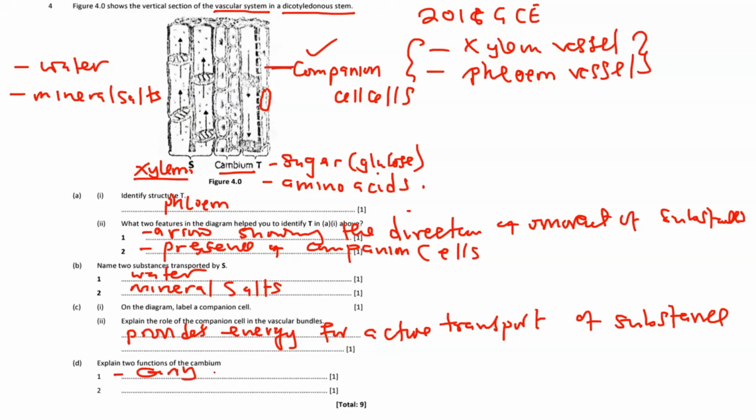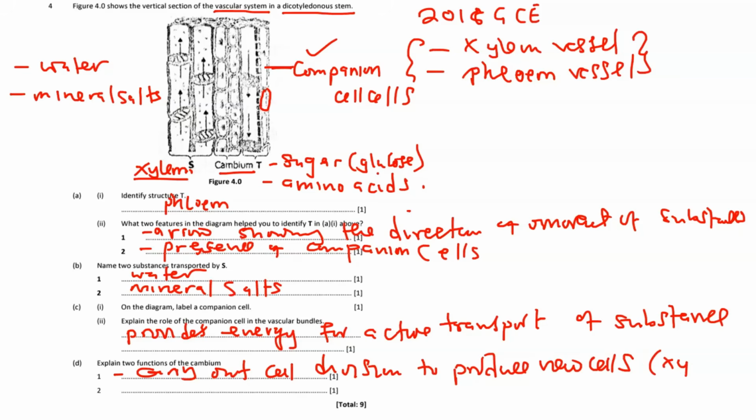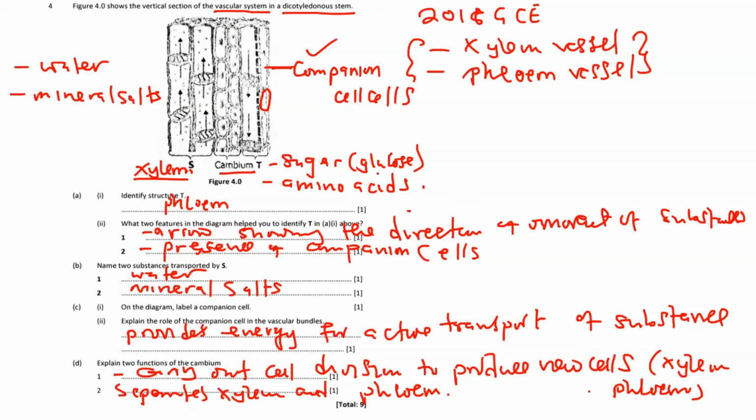So it carries out cell division to produce new cells. What are the new cells that are produced? Xylem and also phloem. Very important. Then what is the other one? The other one we said is that it separates xylem and phloem, or separates xylem from the phloem. So these are the two functions.